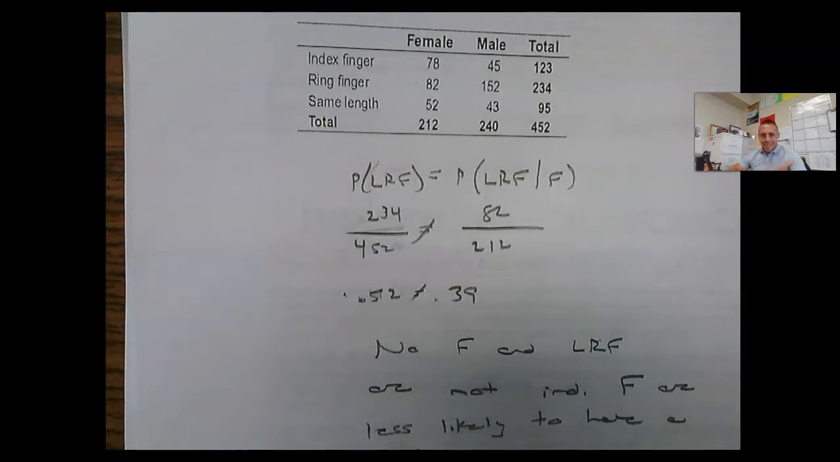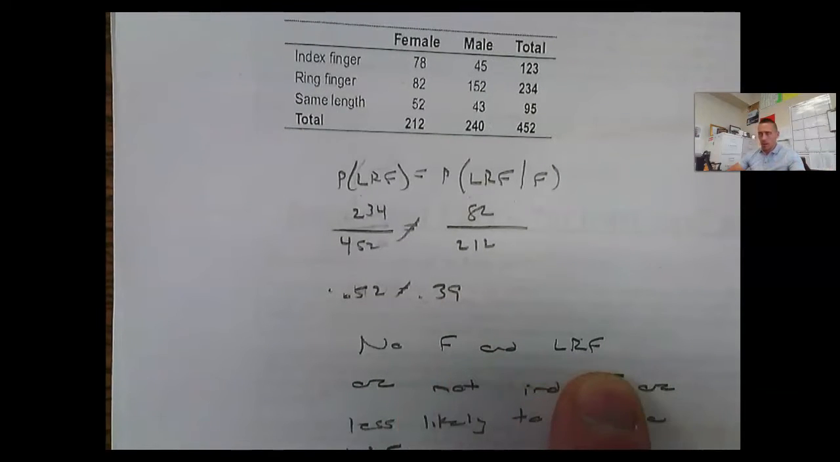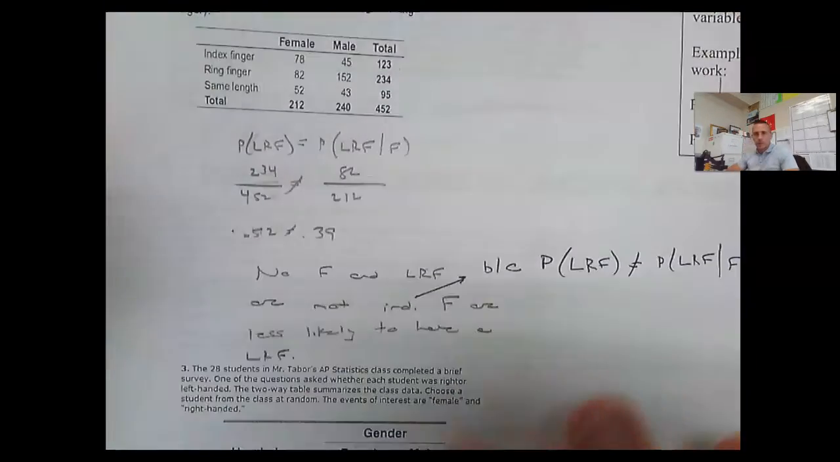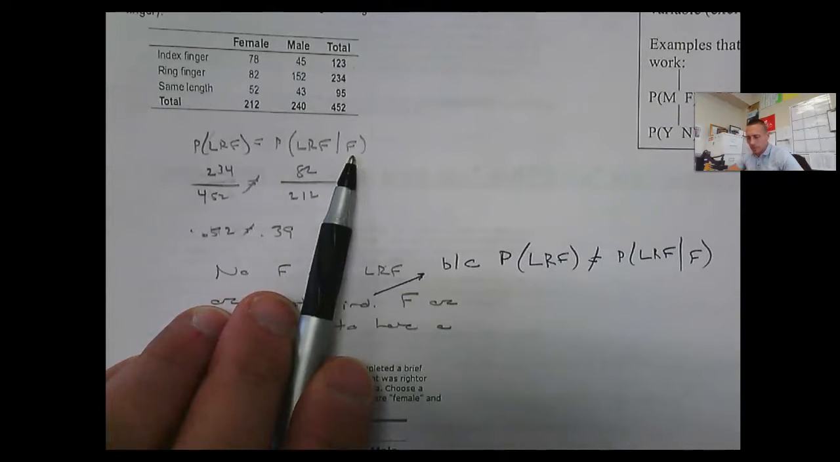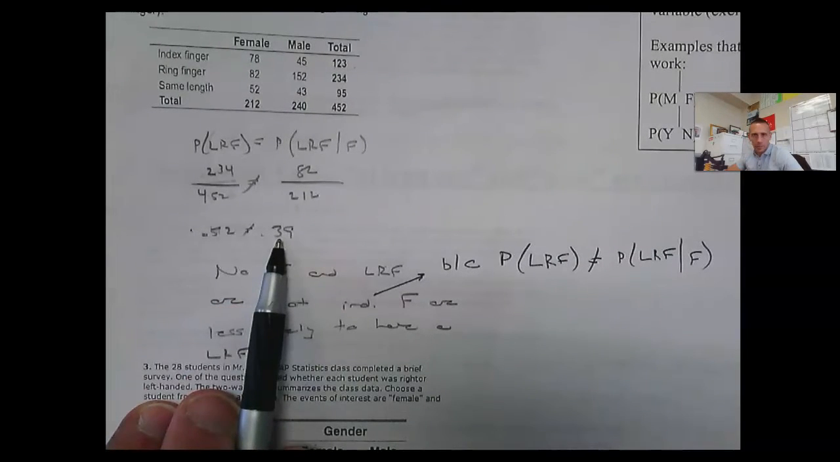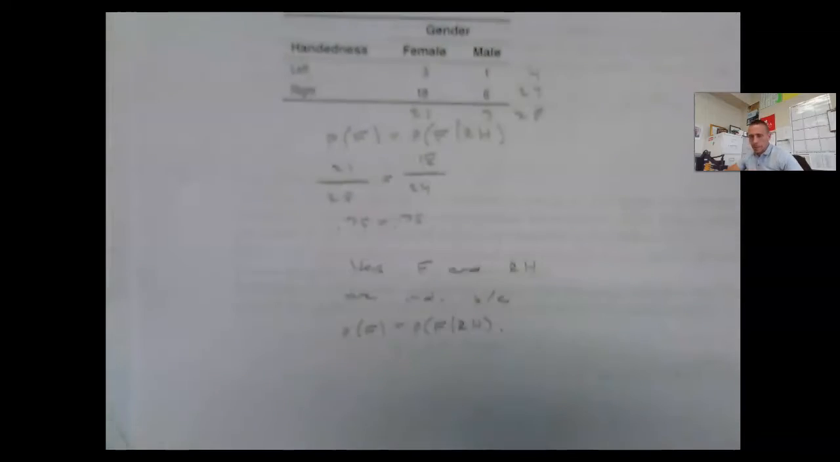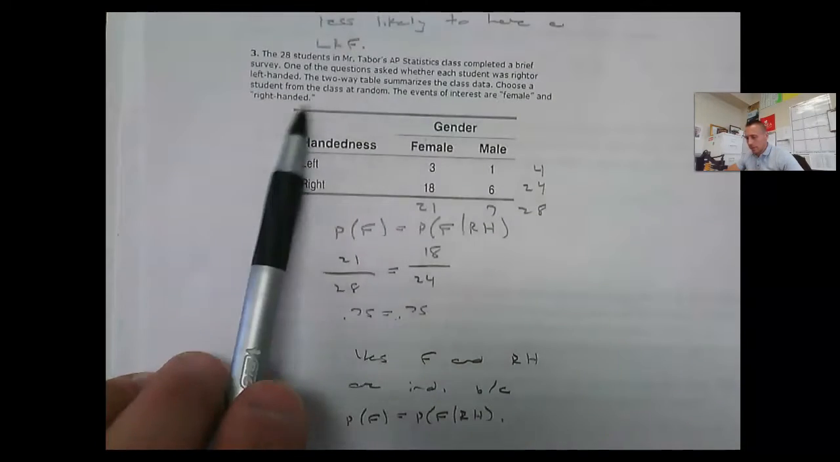So these events are not independent. Make sure you answer the question. No, the events F and LRF are not independent. And you could just say because probability of longer ring finger does not equal probability of longer ring finger given female. But the understanding behind it is knowing this event occurred, that someone was female, that changed the probability that their ring finger was longer.